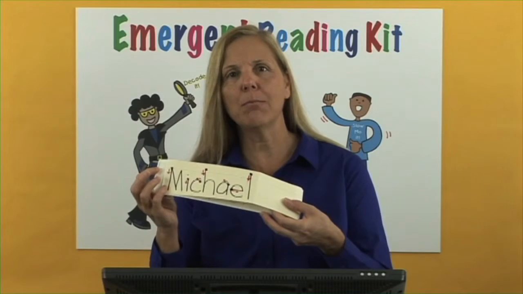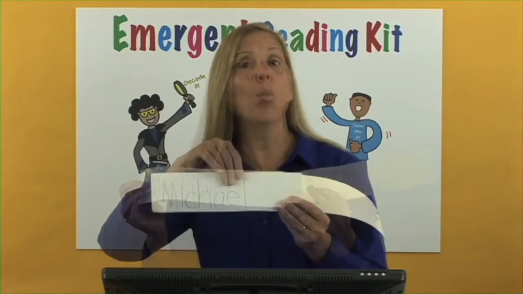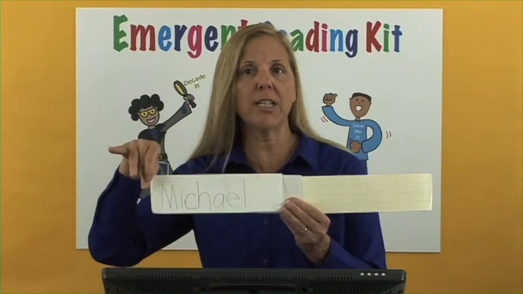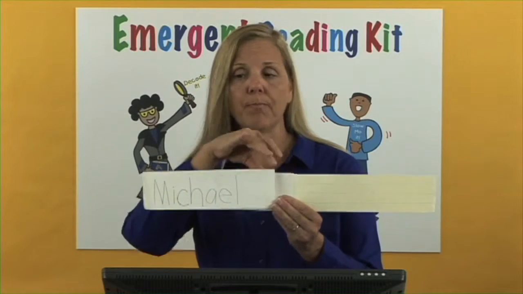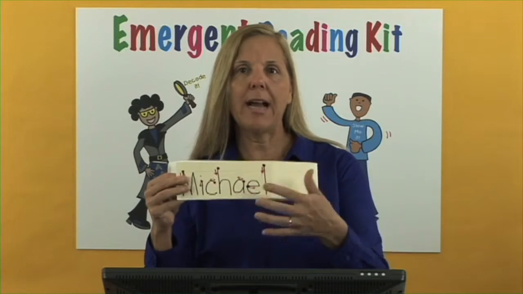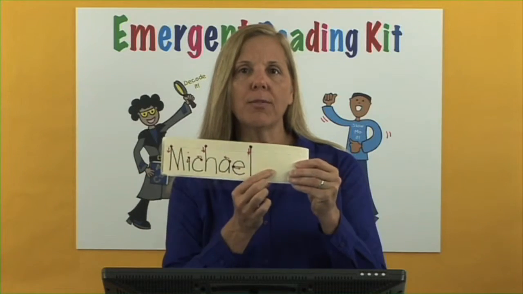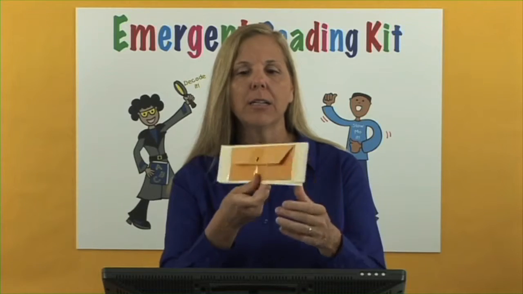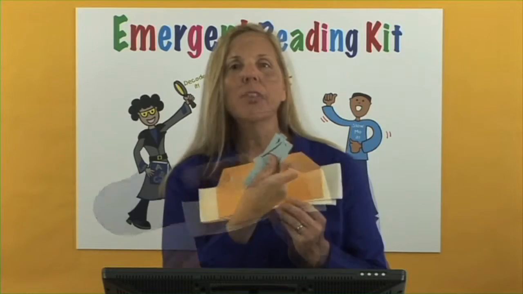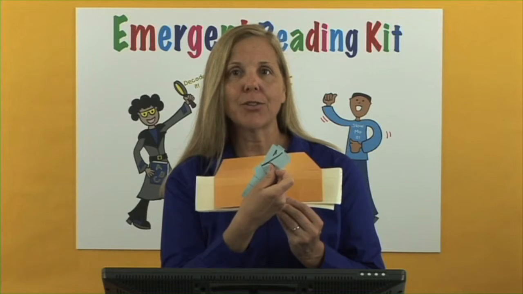To make this name tool, what you need is one long sentence strip, and tracing paper that you would cut so that it fits halfway through the sentence strip. Staple it, then fold it in half, write the child's name on the front, and on the back, put a small envelope with the child's name in cut-up letters.